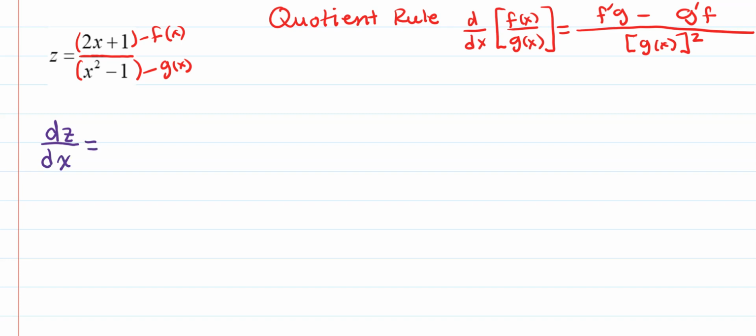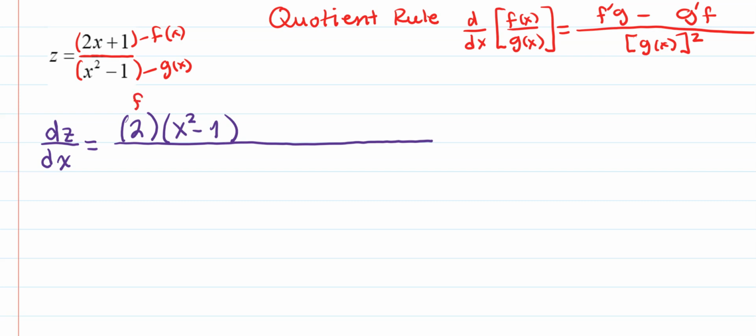Okay, so in this problem, we would say the derivative of z with respect to x, that's dz dx, is equal to, go ahead and draw a long line because we know we have a long thing upstairs there. The derivative of the first, which would be the derivative of 2x plus 1. The derivative of 2x is 2. The derivative of 1 is 0, so you just have 2. Multiplied by the second, which would be x squared minus 1. So really in this equation, we would see the derivative of f times g.